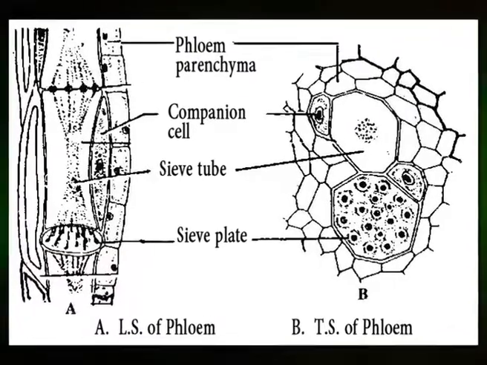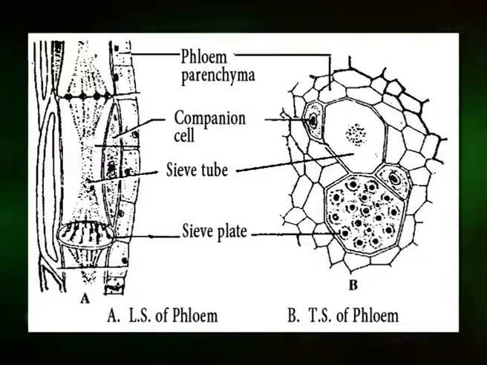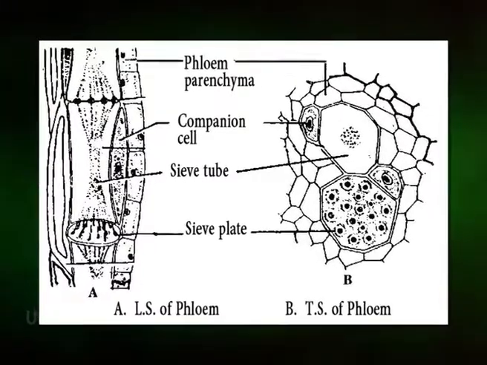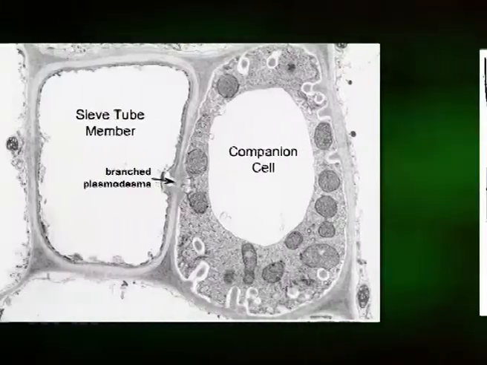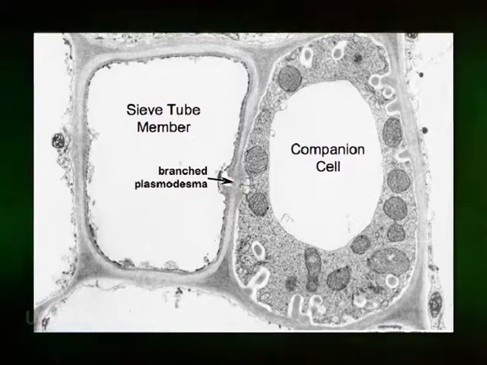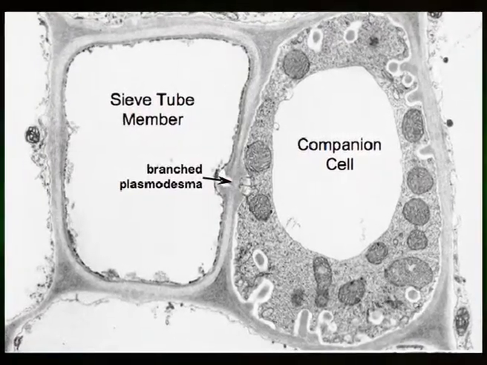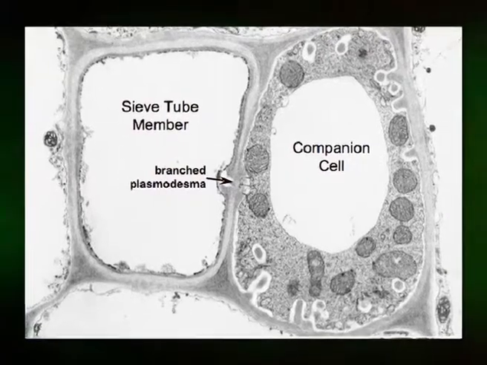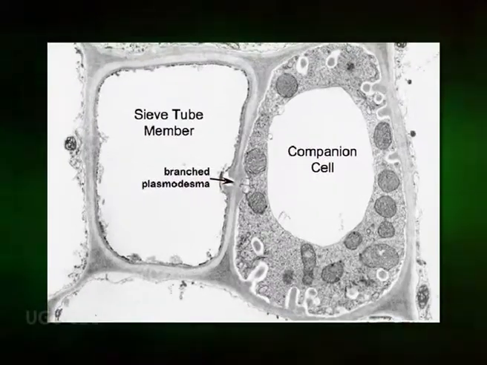Associated with the sieve tube members in the phloem of angiosperms are companion cells, many of which in the small veins of leaves are transfer cells that facilitate the loading of photosynthate into sieve tube members. Although several companion cells may be associated with a sieve tube member, each companion cell is derived from the same cambial initial as the sieve tube member with which it is in contact.